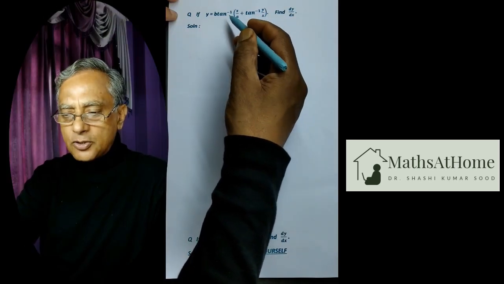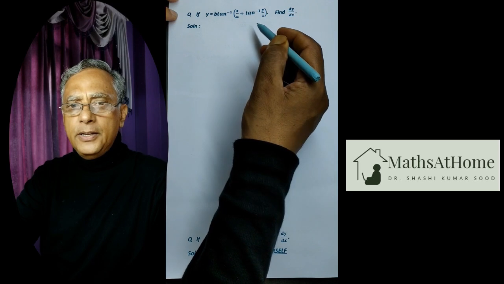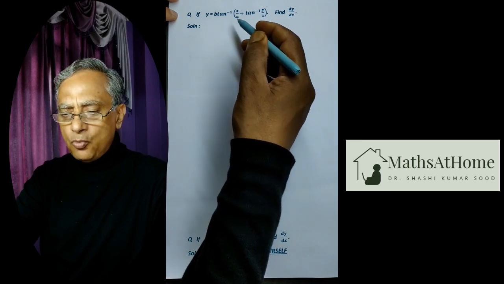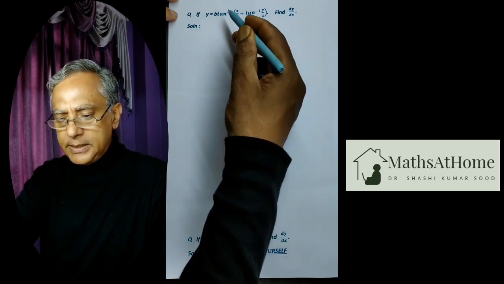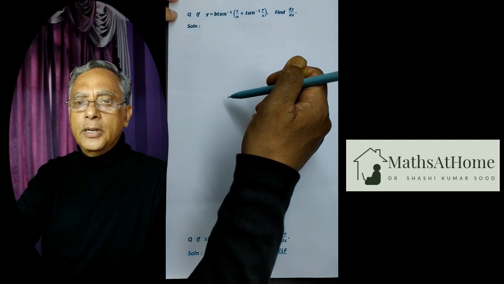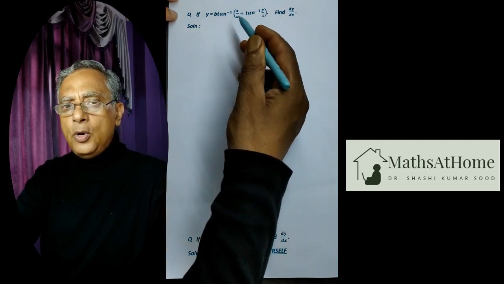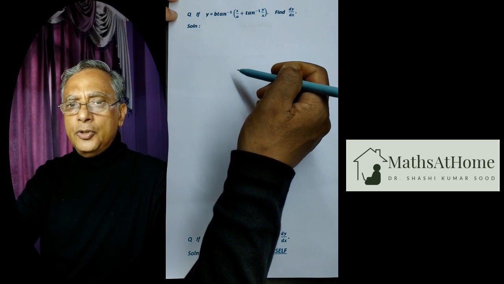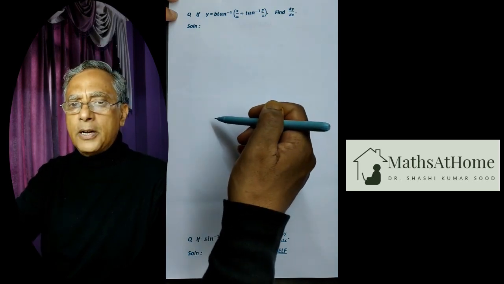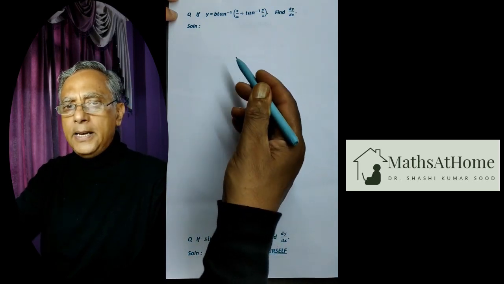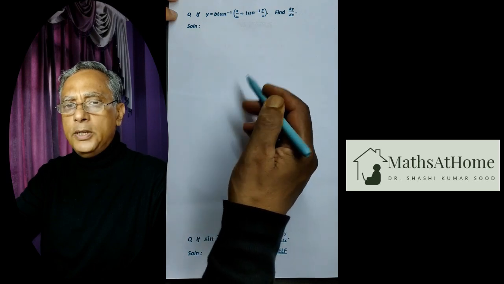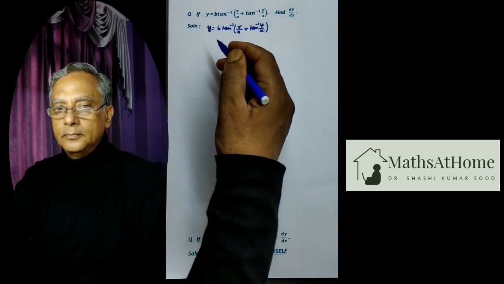Now this and the next question you can try yourself. If you are not able to find the solution, then only see the solution. I am giving the solution, but you first try them, and then if you are not able to solve them, then only see the solution.